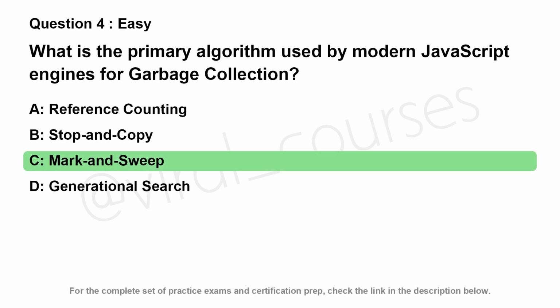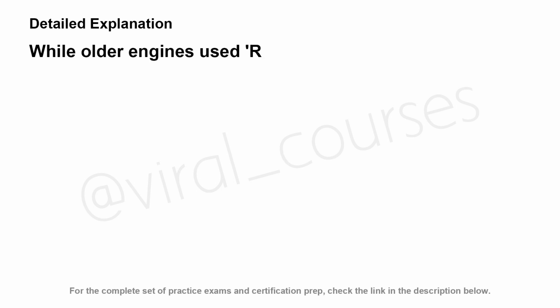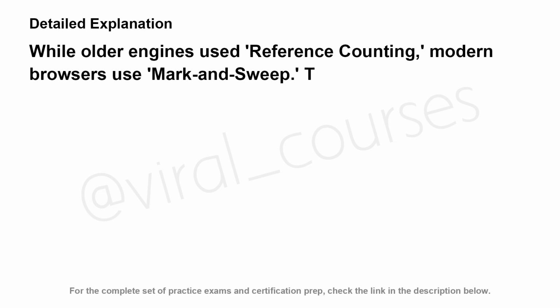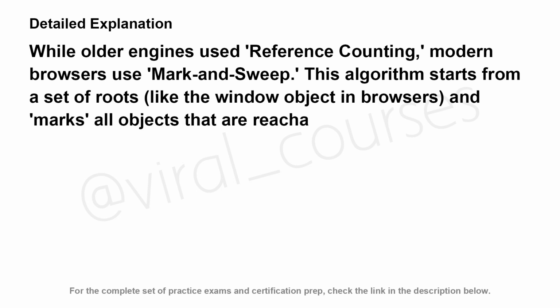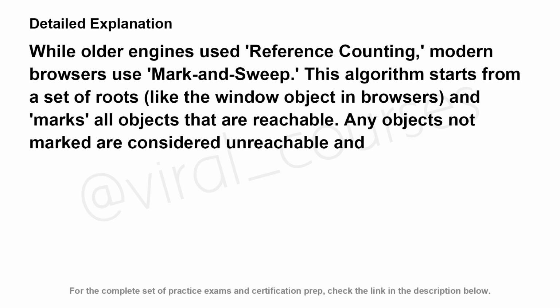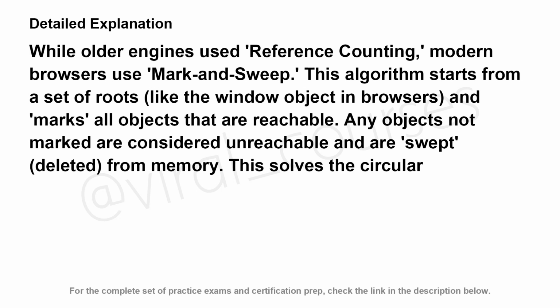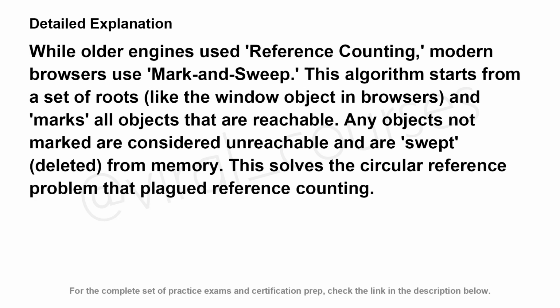The correct answer is C. While older engines used reference counting, modern browsers use mark and sweep. This algorithm starts from a set of roots, like the window object in browsers, and marks all objects that are reachable. Any objects not marked are considered unreachable and are swept, deleted from memory. This solves the circular reference problem that plagued reference counting.